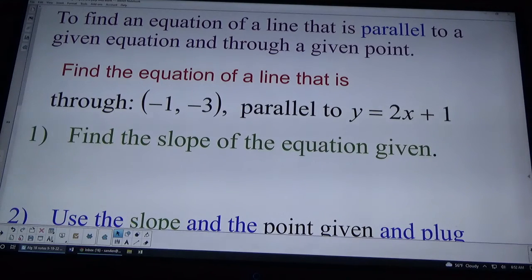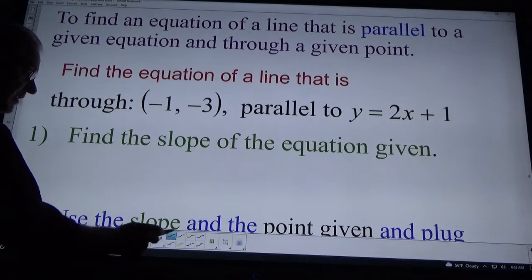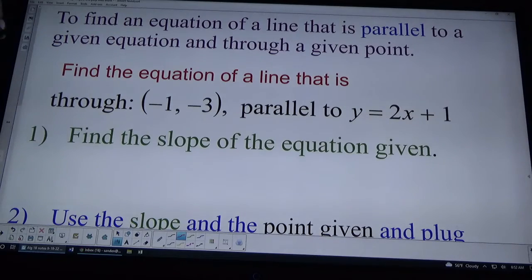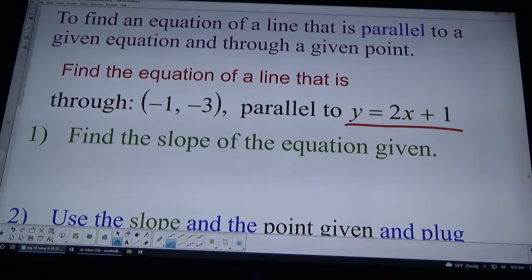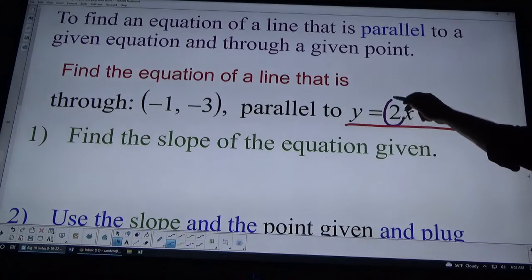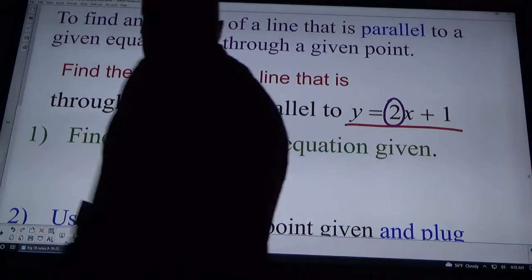So to find the equation of a line that is parallel to a given equation and through a given point, for example, through the point -1, -3, and parallel to y equals 2x plus 1, you're going to want to find the slope of the line that you start with. Now this is our starting line. And the slope, in this case, y equals mx plus b, m is the slope.